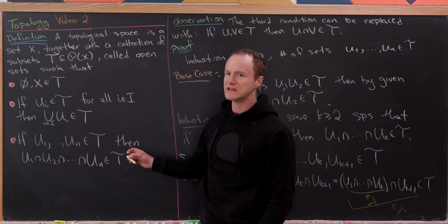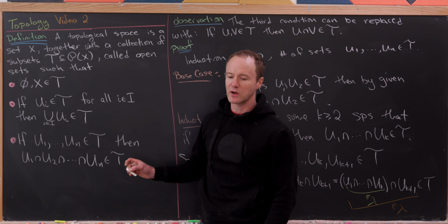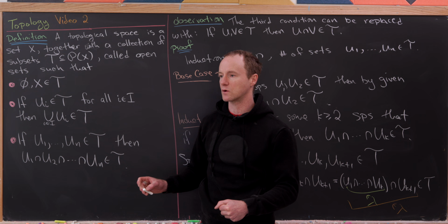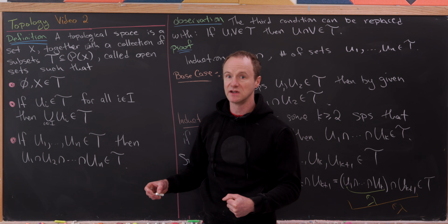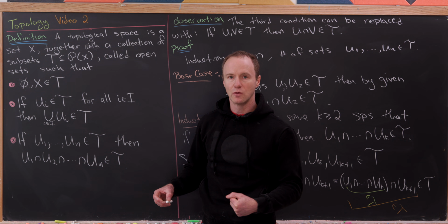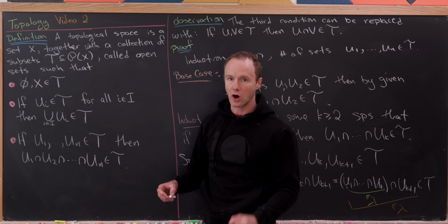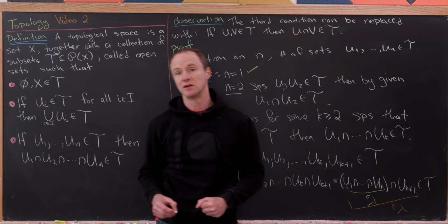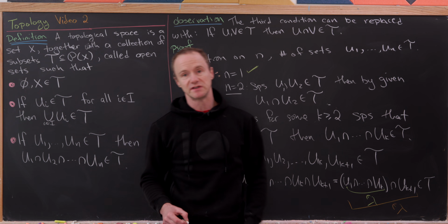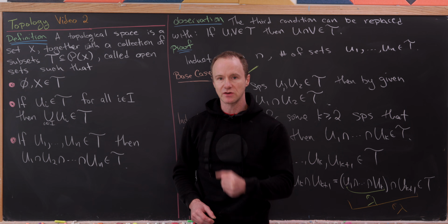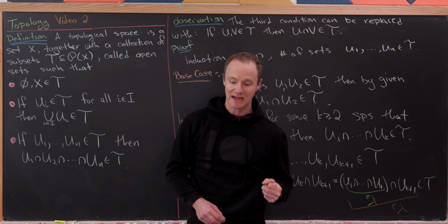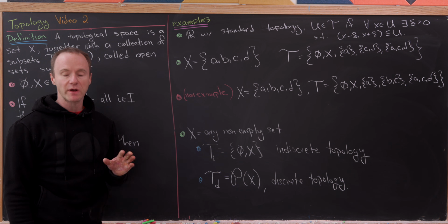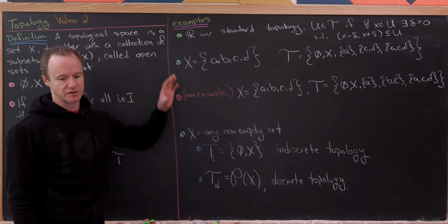Now, we'll leave this as the definition, but whenever we're checking if something is a topological space, or if a collection of subsets defines a topology, we'll almost always check just the two-set intersection condition and use this observation. Okay, so now that we've done this, let's look at some examples of different topologies on different choices of sets. Okay, so here's an example of some topological spaces.